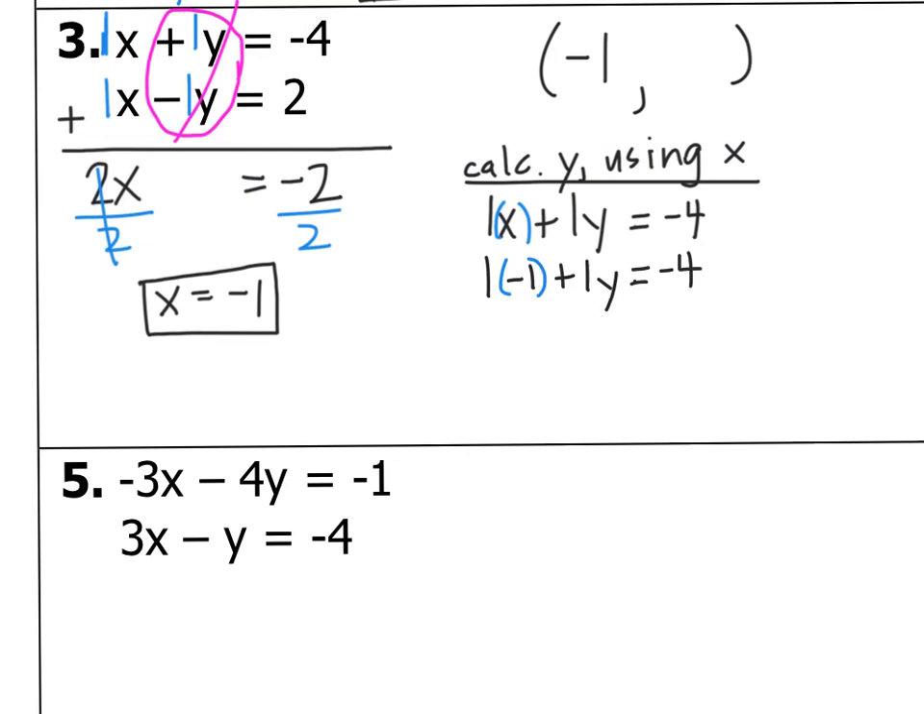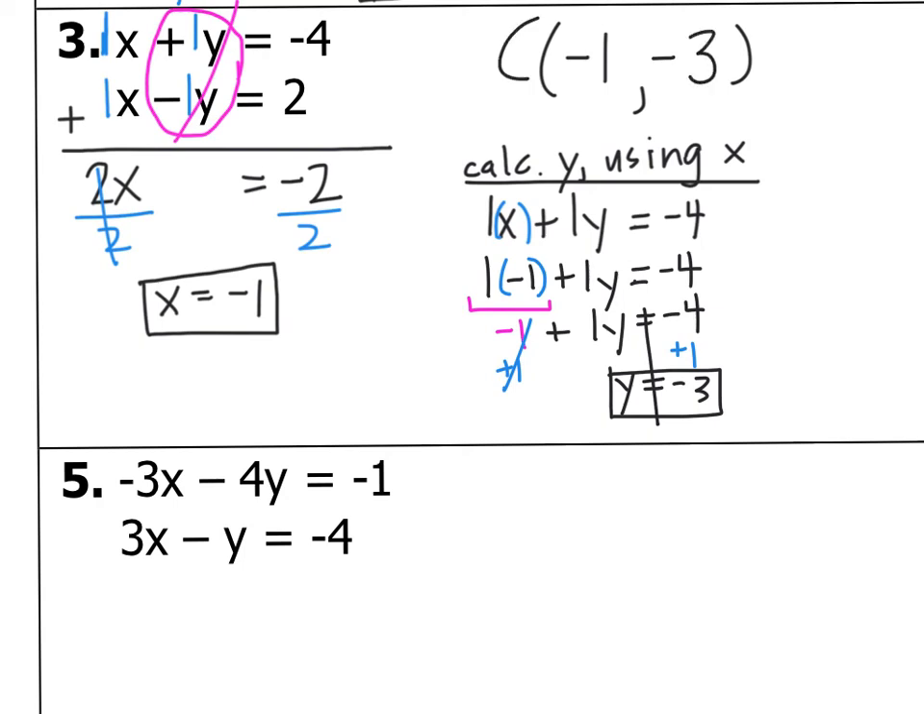Okay. I have to multiply 1 times -1, just -1, plus 1y equals -4. Got a pretty easy problem to solve. I'm going to have to add 1, and I've got y, or 1y, equals -3. There is your second helper answer.